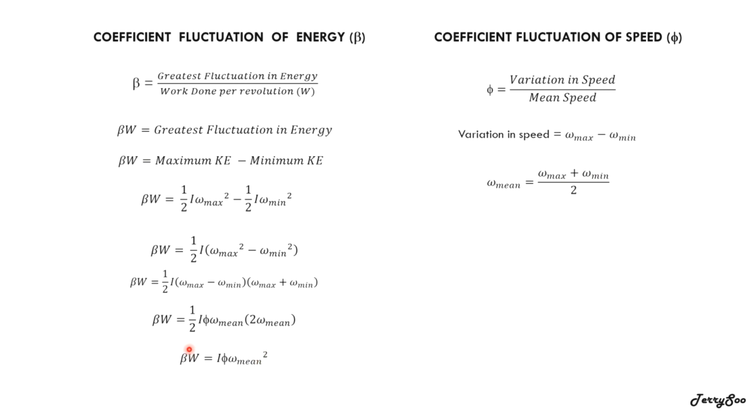This formula we usually use in finding maybe the I, sometimes the coefficient of fluctuation of speed, or sometimes even the beta W, that is the greatest fluctuation of energy. So this is the basic theory for the flywheel and the crank effort diagram.